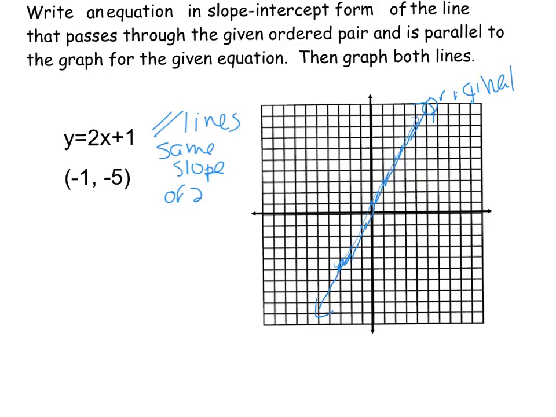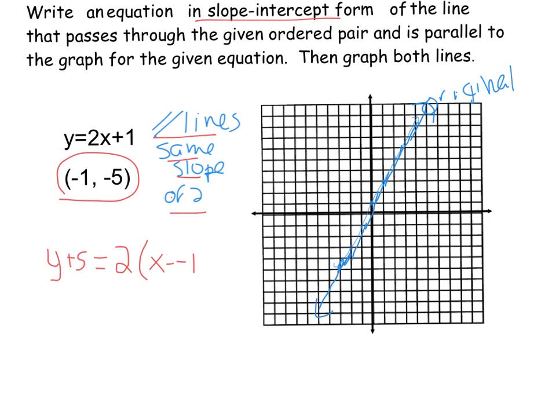So now let's work on the one that is parallel. So remember, parallel lines have the same slope, so we're going to have a slope of 2. And we have a point. So the easiest way to write an equation in slope-intercept form is starting with point-slope form. So y minus a -5 equals my slope of 2 times x minus a negative 1. Oh my goodness.